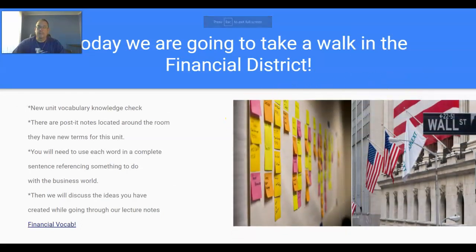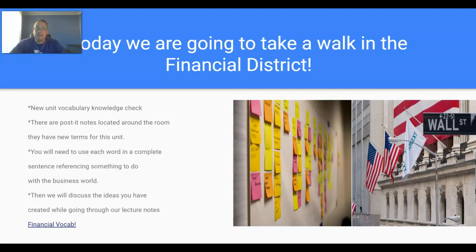The next game we'll be playing is, today we're going to be taking a walk in the financial district. So this is again from a personal consumer finance class. There are post-it notes located all around the room. You'll need to get up, walk around to each one of those post-it notes, and the word that's on there, you'll need to come up with a definition and an example in the business world.